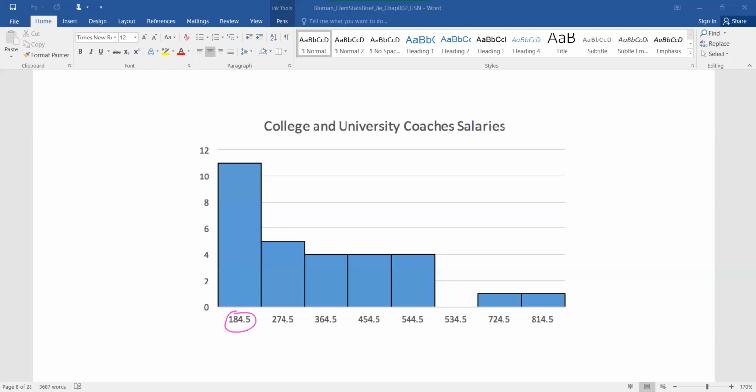Sometimes you'll actually see it as the lower bound to whatever the upper bound is. So this one here could have been written as 140 to 229 instead of just doing the midpoint. Both of those would have been acceptable when it comes to histograms. After that point, once you've got that all labeled, then you just go up to where it was. So this one had 11.